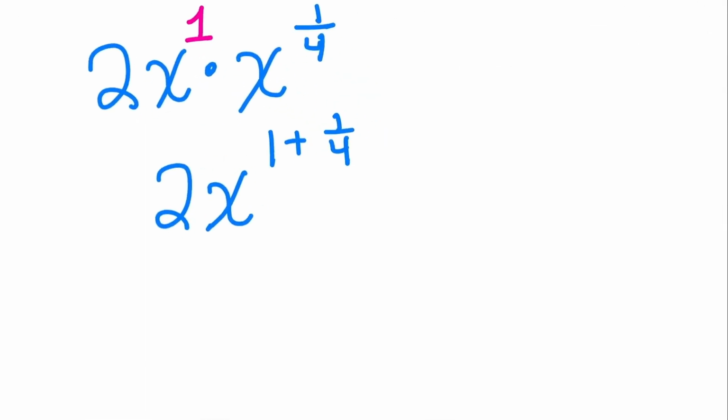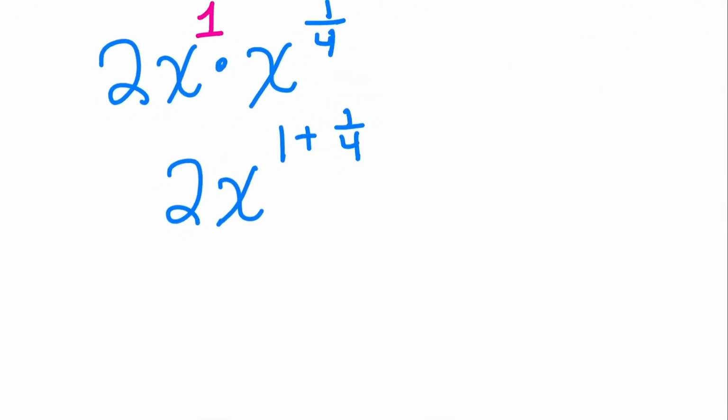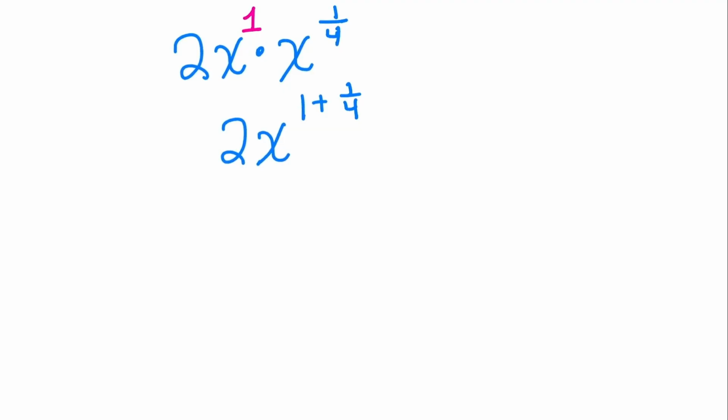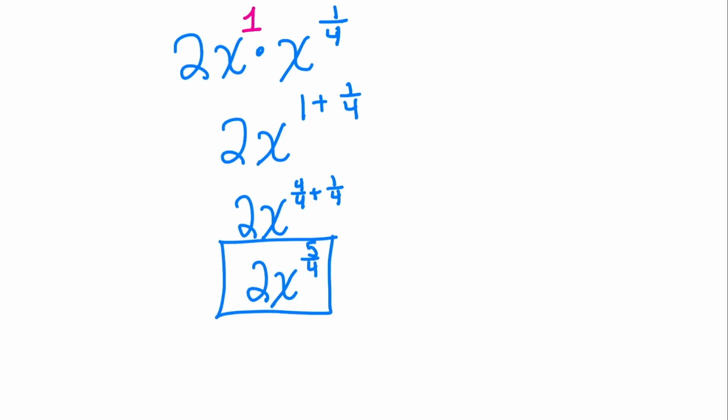Now, standard rules apply here. When we are adding fractions, we do have to get a common denominator. So we have 2x to the 4 over 4 plus 1 over 4, which is going to be 2x to the 5/4 power.